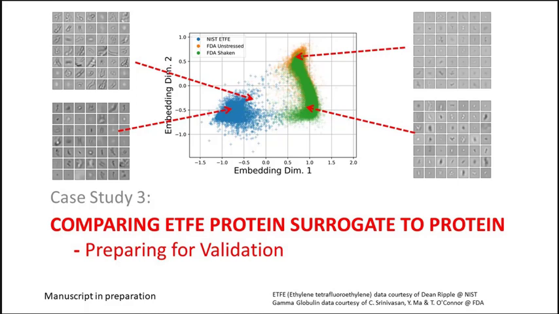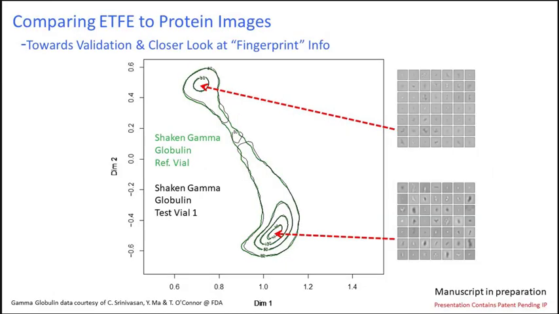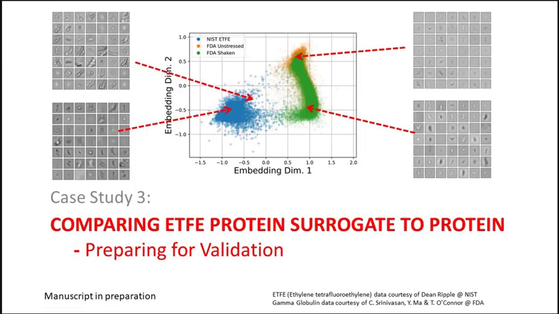You can see the images here, these are the ETFE images. They kind of look like protein particles, but the algorithm has an easy time separating these two when you use the full information content in the images. What we're really doing is we're trying to characterize fingerprints of these various particles, either the protein or the ETFE particles. And so what we want to see is how consistent between vials these fingerprints are that we're estimating.